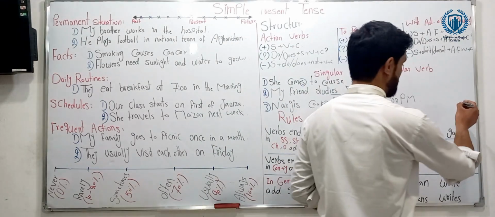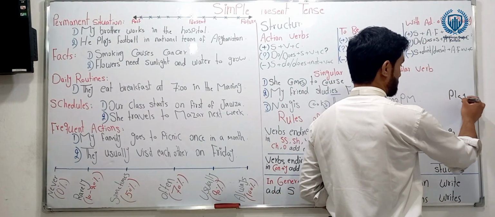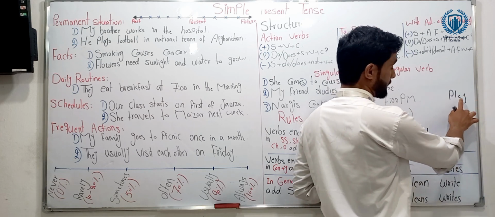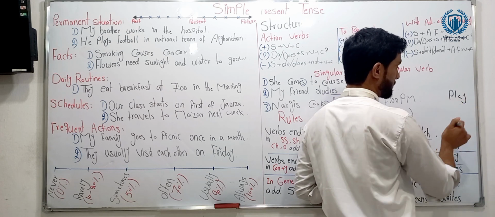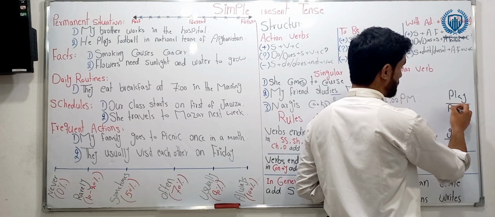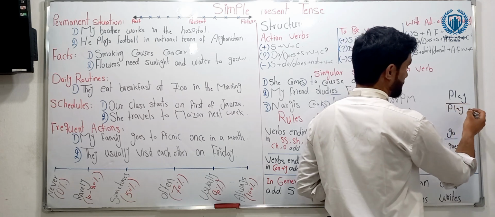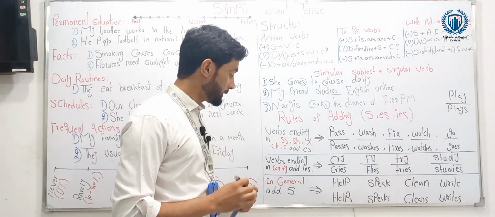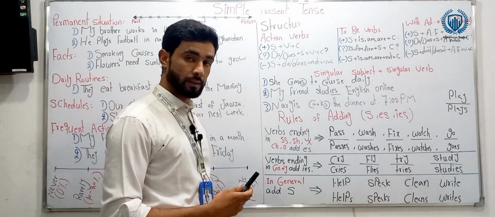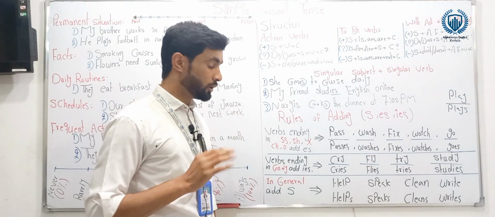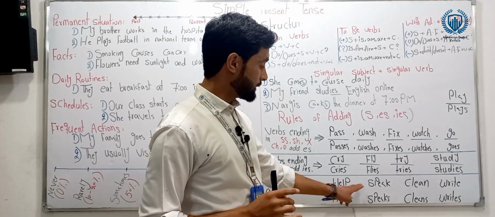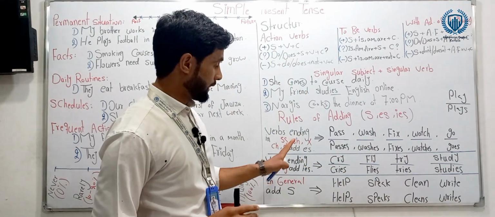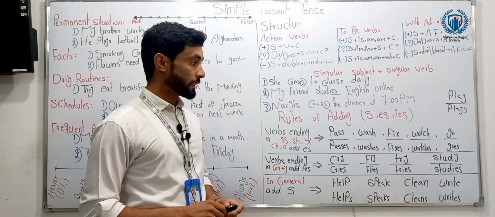And there is a second one, even if it's before Y, if we have a vowel. So in this word, then we have Y, before Y we have A. So A is a vowel. So when we have vowel before Y, we do not need to remove the Y. We only add S. Play, plays. Okay, hope you understood this one. And in general, add S. For the rest of the verbs, you can add only S. Help, helps. Speak, speaks. Clean, cleans. Write, writes. This was also the rules of adding SES, IES.